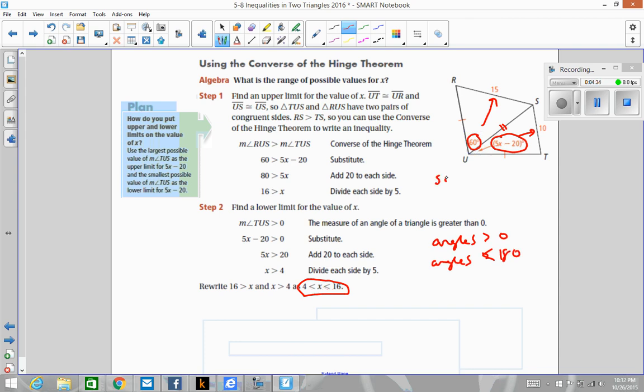Now sides, they have to be greater than 0, but sides can go up forever for now because we don't have any number values. Okay, so we'll just go with that.